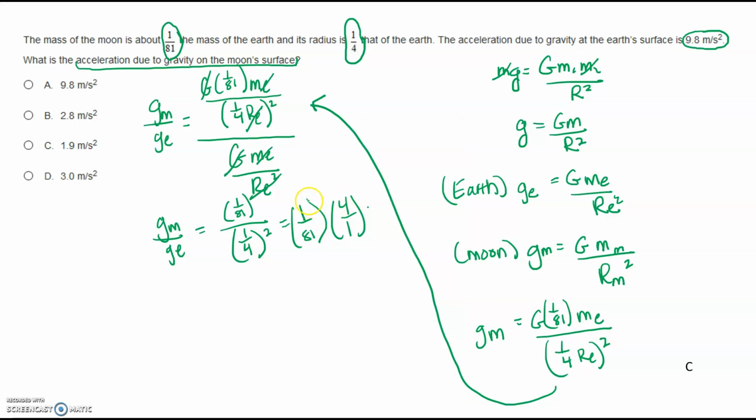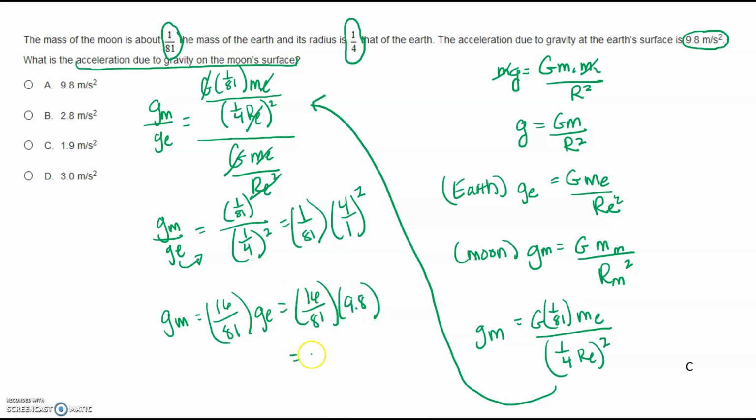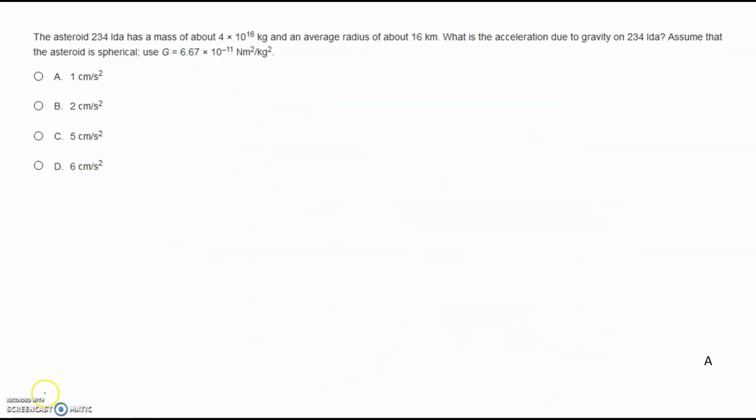And if I'm going to solve for the gravity of the moon, I'm going to have to get gravity of Earth over there. So I have 16/81 times the gravity of Earth, which is 16/81 times 9.8, which is 1.936 meters per second squared. And that is C. Okay, next one.